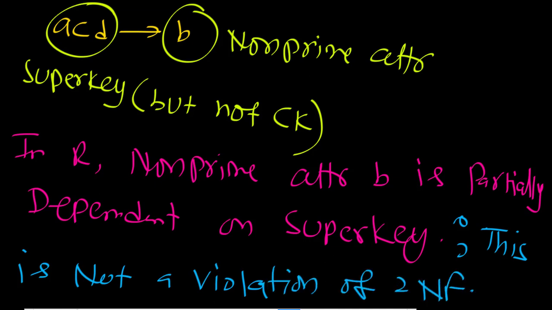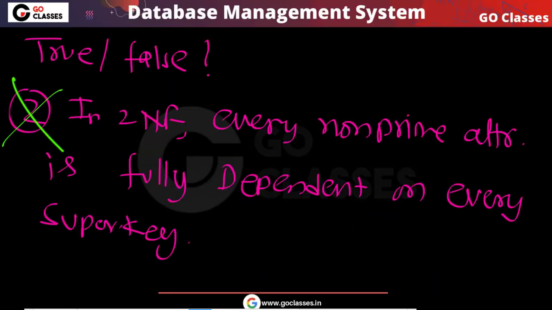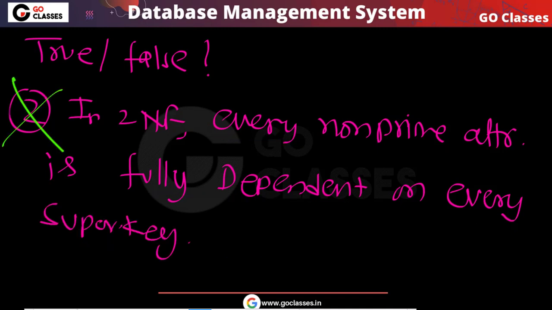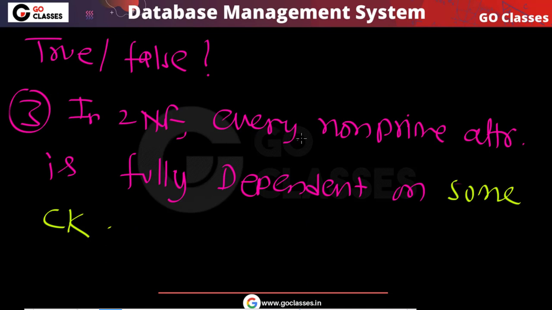So this is the point. Remember, a violation of 2NF means a candidate key partially determines a non-prime attribute. The statement that every non-prime attribute is fully dependent on every super key is not needed, so it is false. Every non-prime attribute must be fully dependent on every candidate key. This is true.